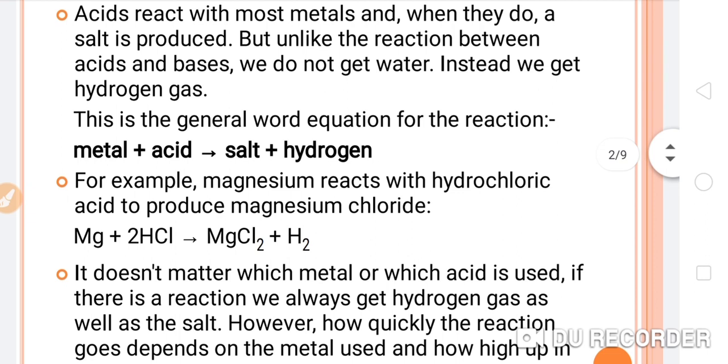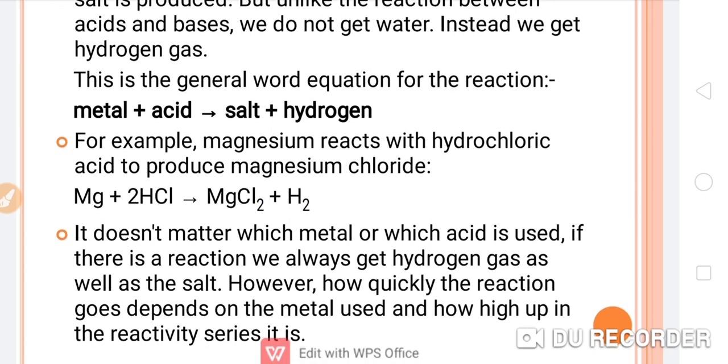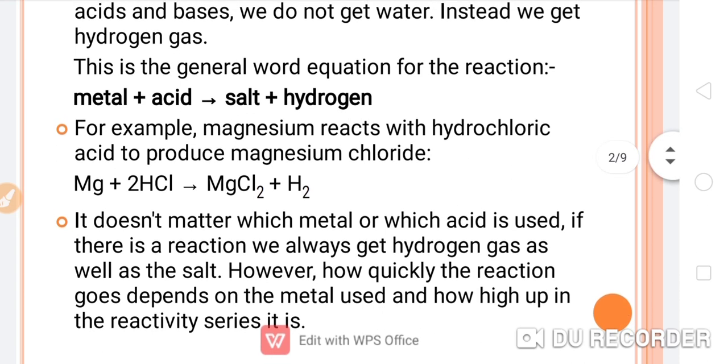Let's see. This is the general word equation for the reaction. Here you can see when metals react with acid, the respective salt of the acid will form and hydrogen gas will form. Now examples. For example, we have a small piece of magnesium and we place it inside HCl, that is hydrochloric acid, a dilute acid. It will convert into the respective salt, that is magnesium chloride, and hydrogen gas will evolve.